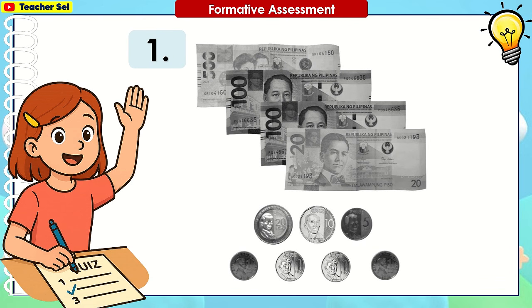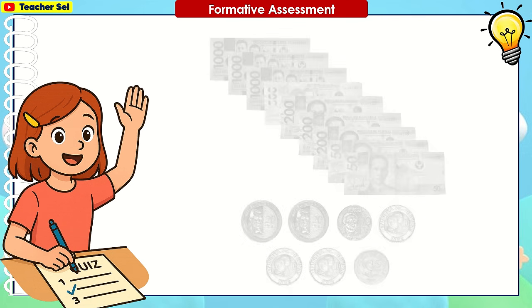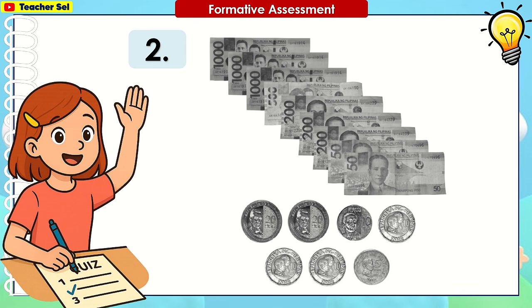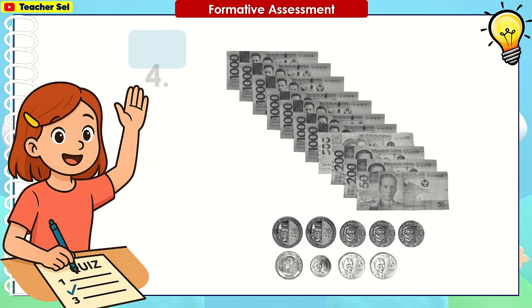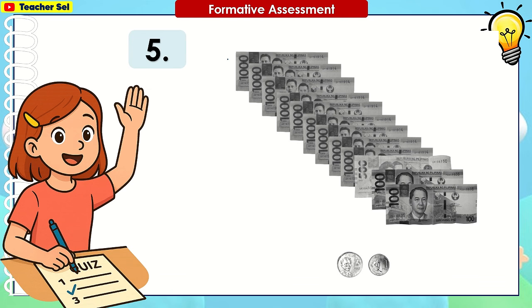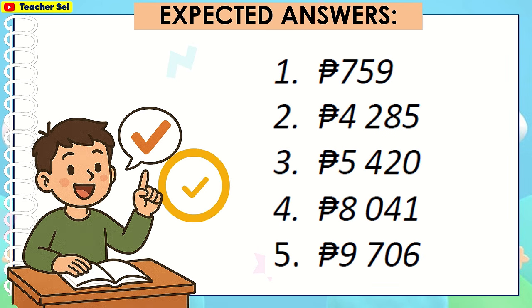For number 1. Number 2. Number 3. Number 4. Number 5. Here are the expected answers.